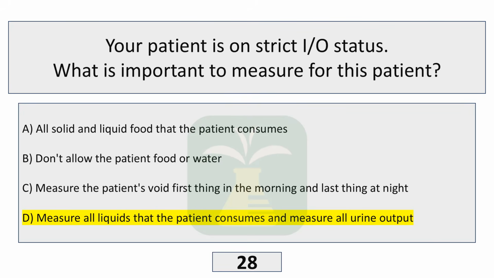Correct answer, D. Measure all liquids that the patient consumes and measure all urine output. IO means to measure all liquid intake and output. Liquids should be measured in cc or ml. If a patient is drinking 4-ounce cups of water, multiply 4 ounces of water by 30 and you have 120 cc or 120 milliliters of water. 1 ounce equals 30 milliliters. A urine hat or some type of urometer should be used to measure urine output properly.